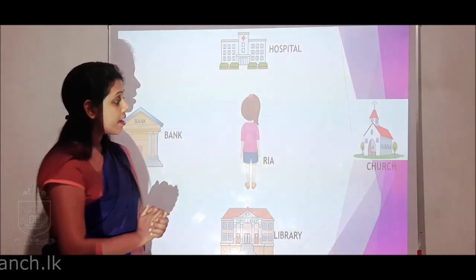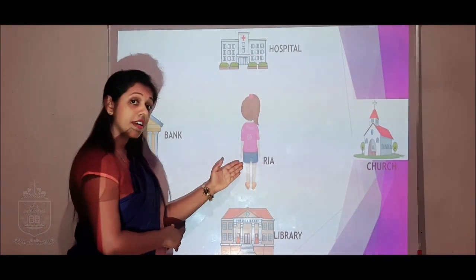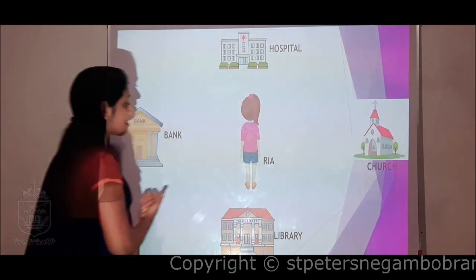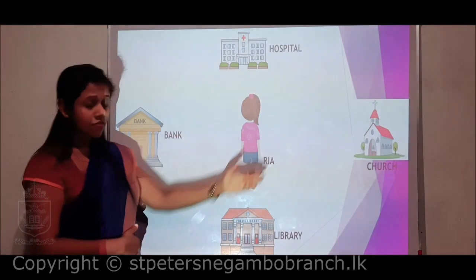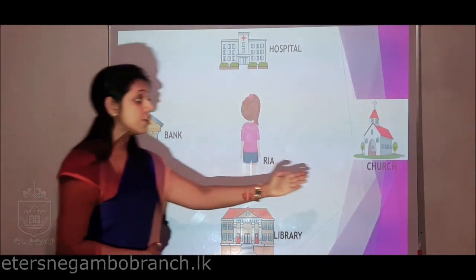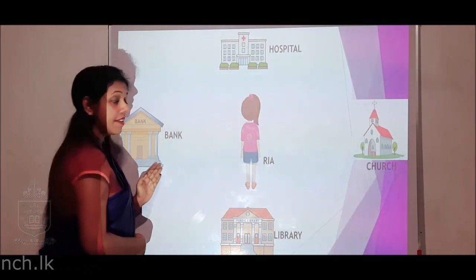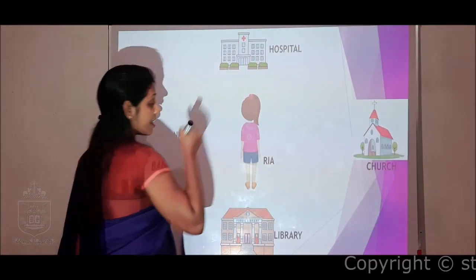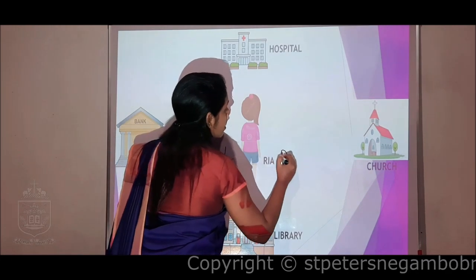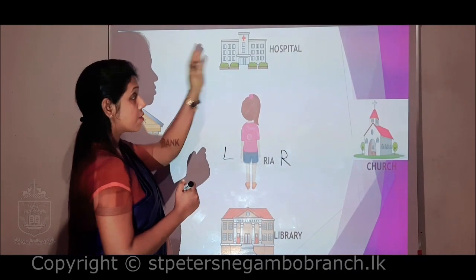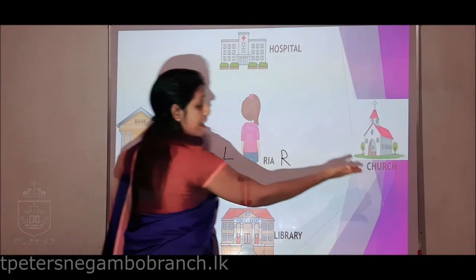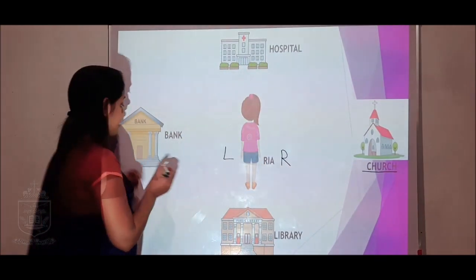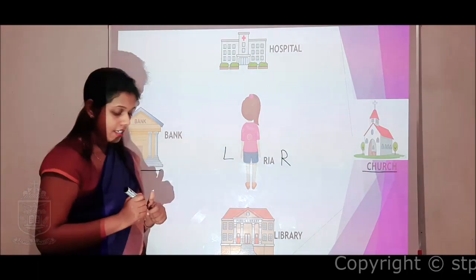Alright. Over here we see a girl called Ria standing here in the middle of the picture. And there are 4 places around her. What are the 4 places? Hospital, church, library and a bank. So according to this picture, if Ria is facing the hospital, on her right hand side there will be a church. On her left hand side there will be a bank.